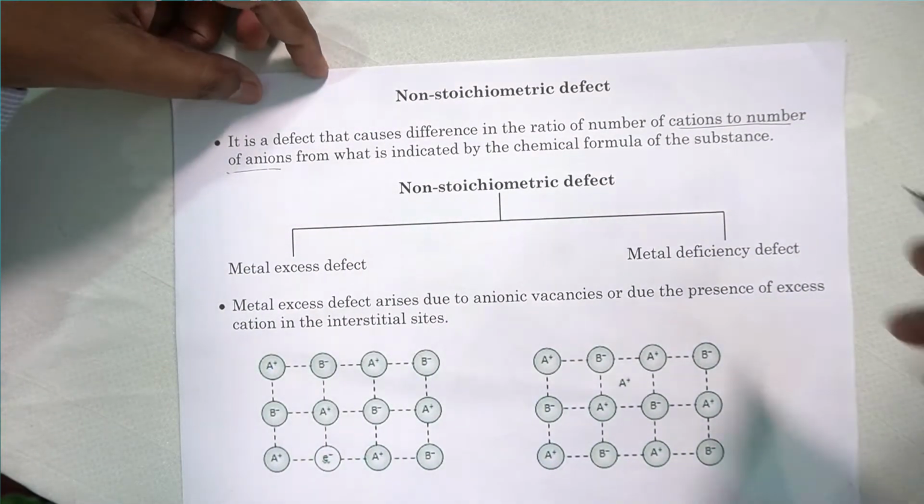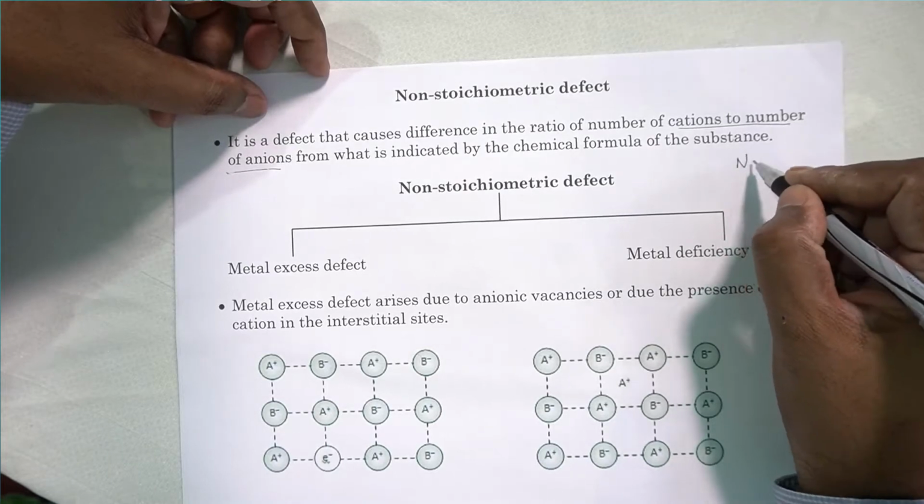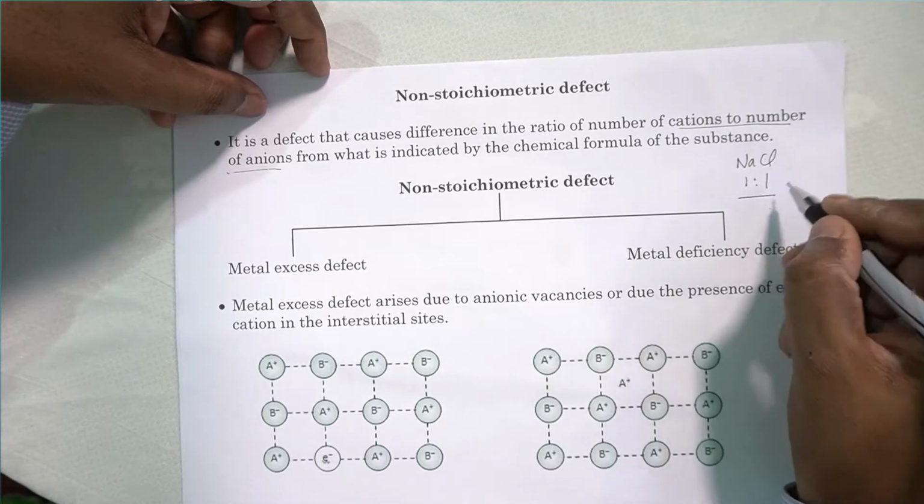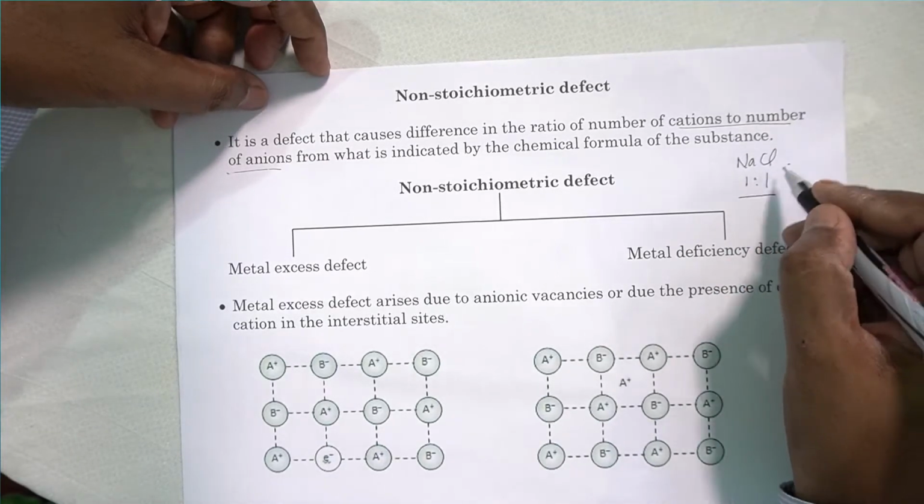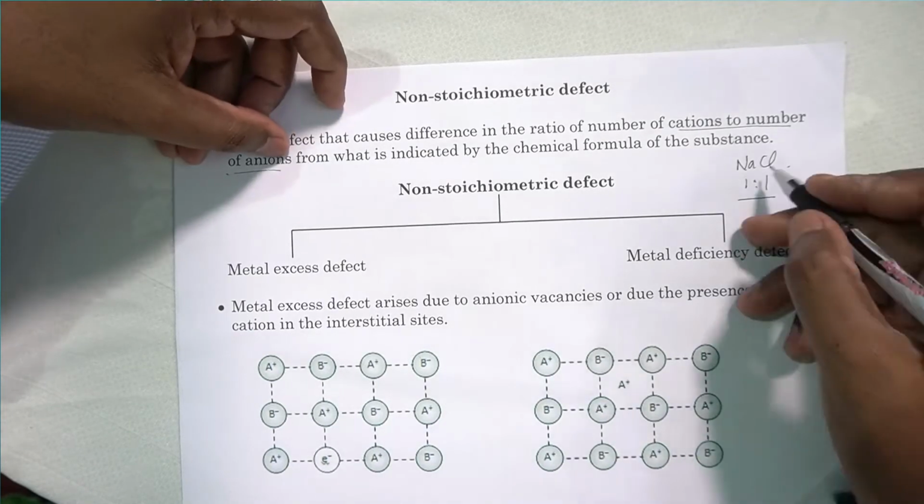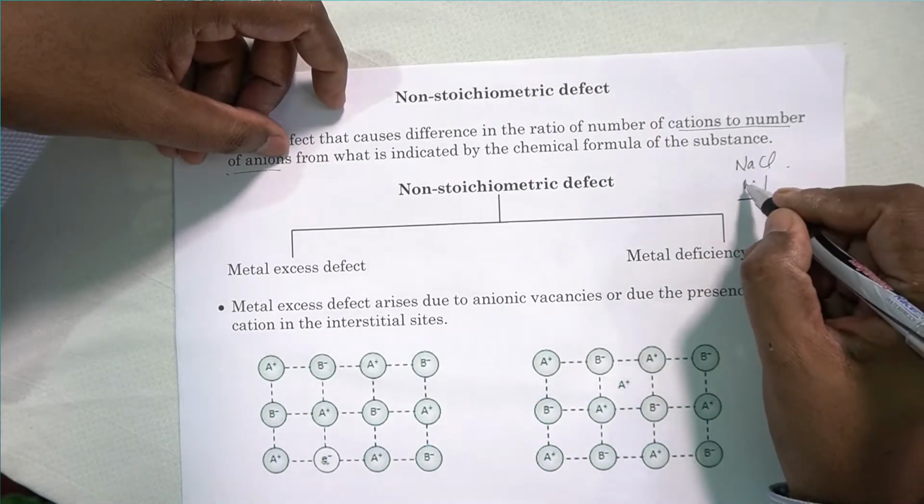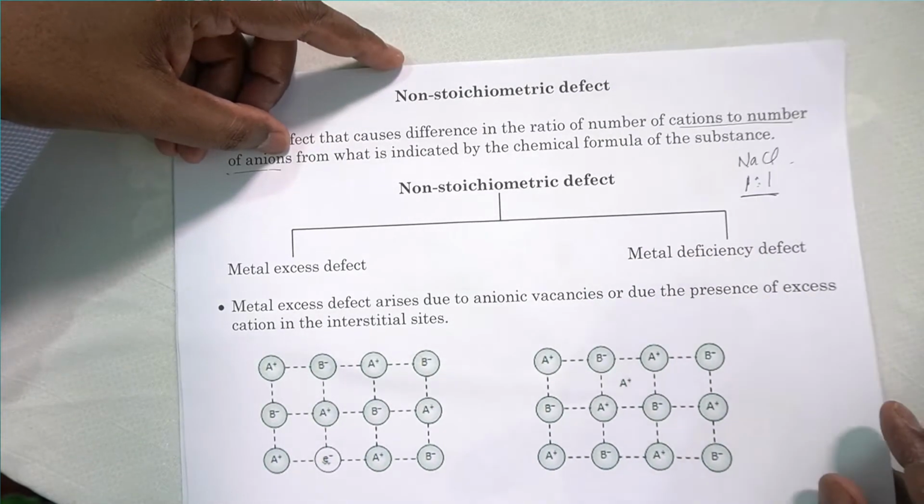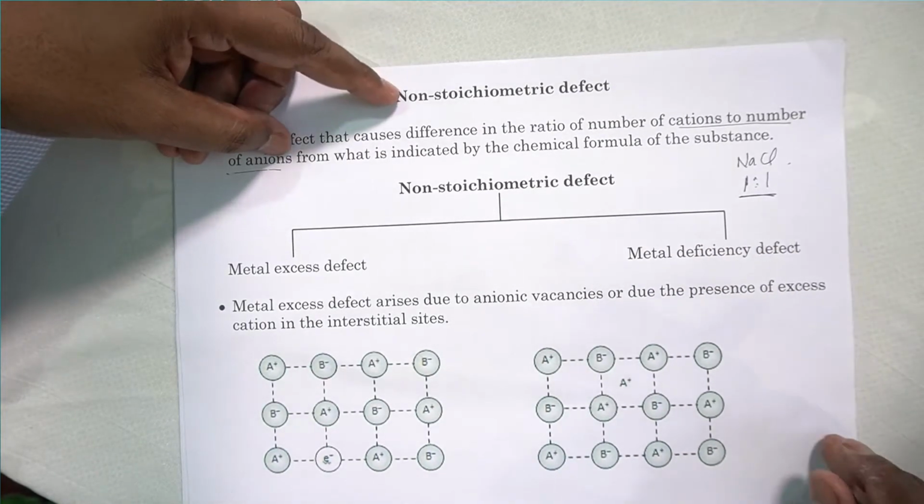For example, two substances like NaCl have a 1:1 ratio when they are reacting, and the formula is 1 sodium combines with 1 chlorine, 1:1 is the ratio. Now in a non-stoichiometric defect, this ratio gets affected because the number of atoms may not be equal. So it will cause some defect. That is called a non-stoichiometric defect.